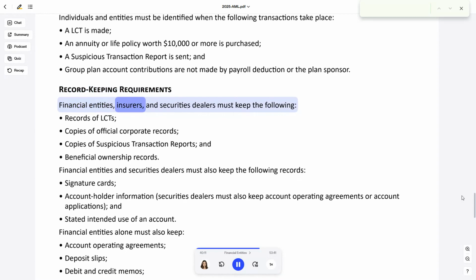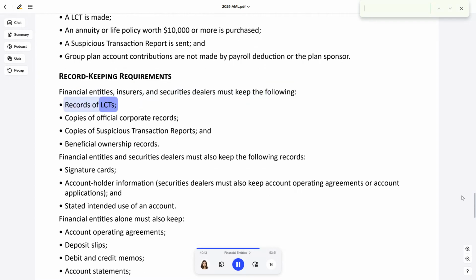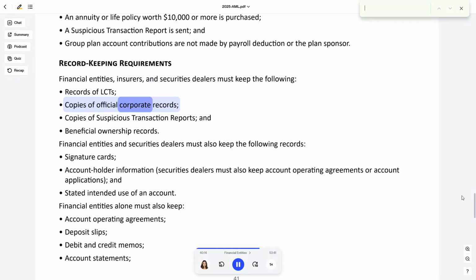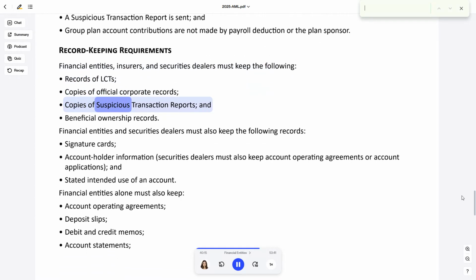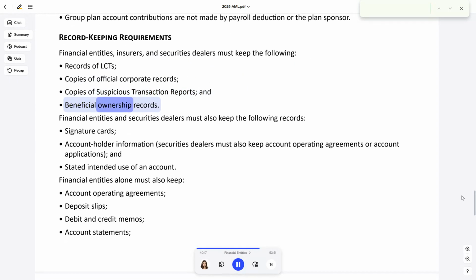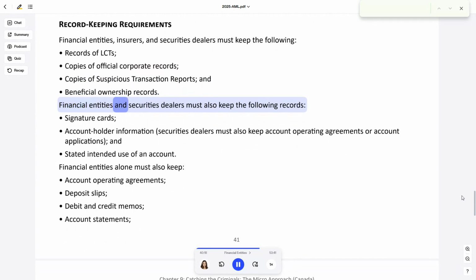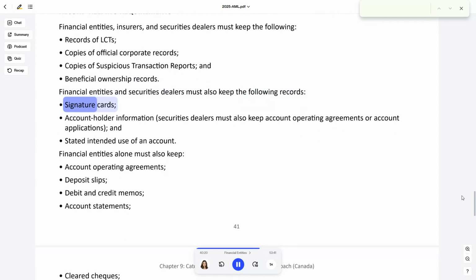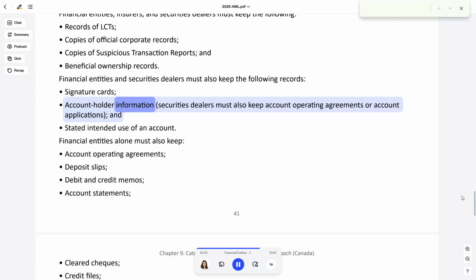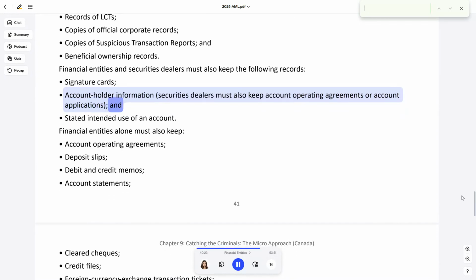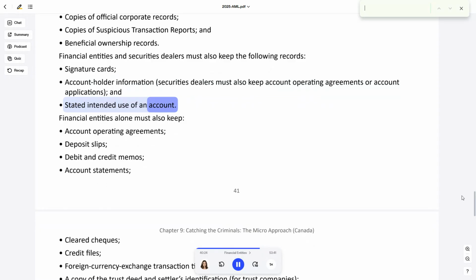Financial entities, insurers, and securities dealers must keep the following: records of LCTs, copies of official corporate records, copies of suspicious transaction reports, and beneficial ownership records. Financial entities and securities dealers must also keep the following records: signature cards, account holder information. Securities dealers must also keep account operating agreements or account applications, and stated intended use of an account.